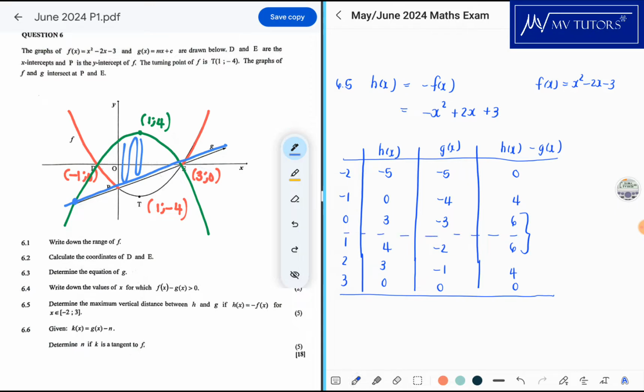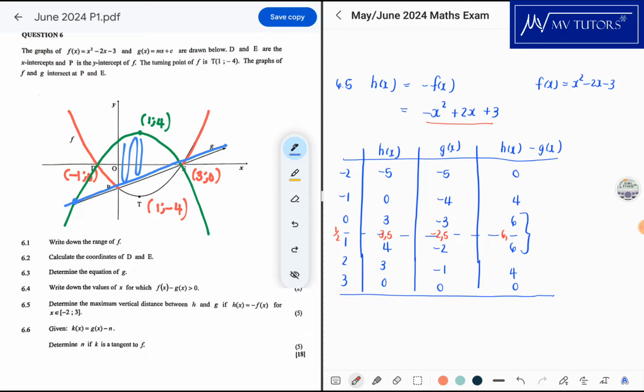So in that case, I would say between 0 and 1, I have a half. If I put a half inside the equation of h of x, what do I get? I get 3.5. And if I put a half in the equation of g of x, I get negative 2.5. So 3.5 minus 2.5, I'm going to get 6.25.